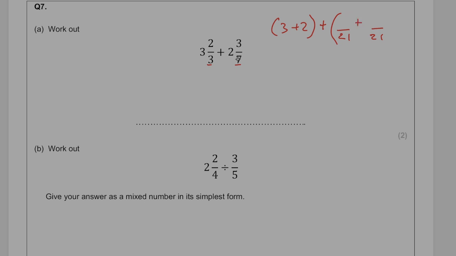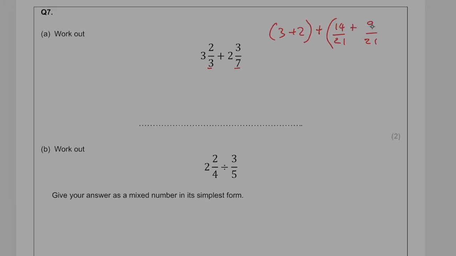So the first fraction needs to be times by 7, so that's going to become 14. And the second one is times by 3, so that's going to become 9 over 21. Now, 3 plus 2 would give me 5, and then my fraction part would become 23 over 21. So 21 goes fully into that 23 one more time, which needs to be added to the 5, so that's going to become 6 and 2 over 21.